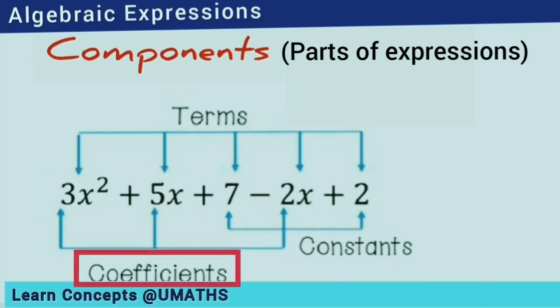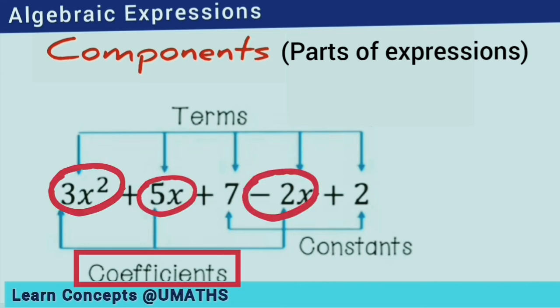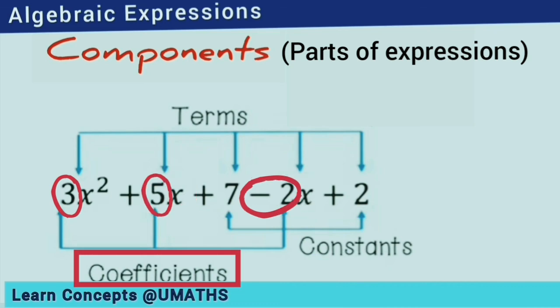Let's understand what coefficients are. The numerical part of a variable term is called a coefficient. In this example, 3 is a coefficient, 5 is a coefficient and negative 2 is a coefficient. Note here, these are the numerical parts of variable terms.